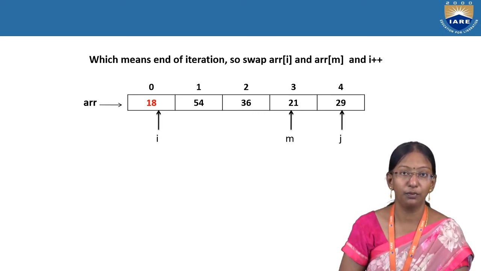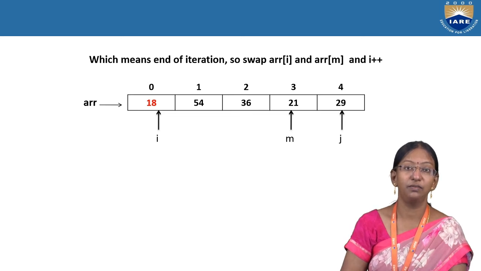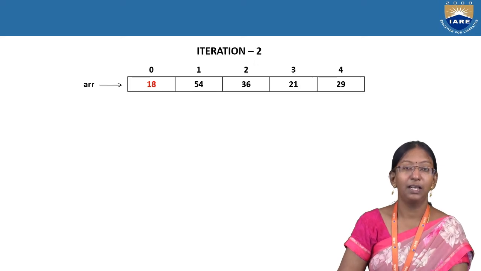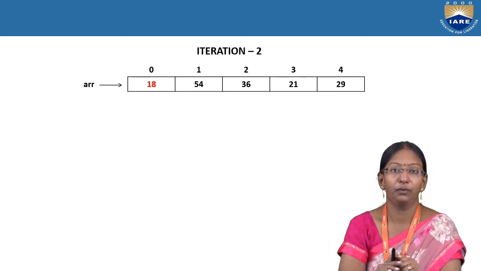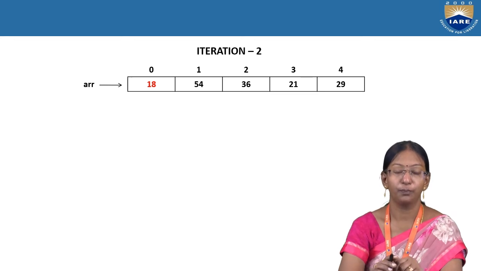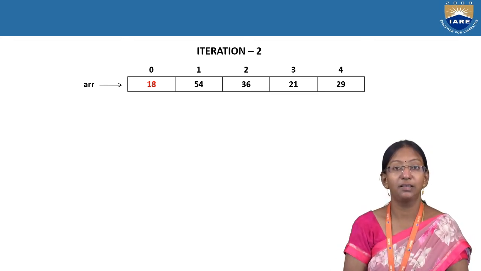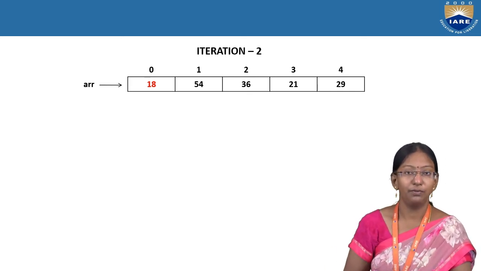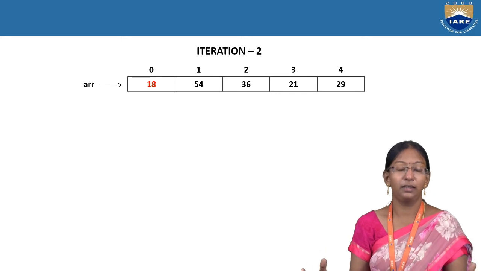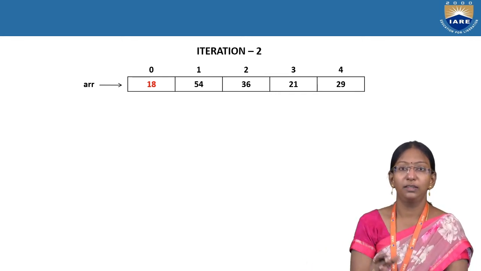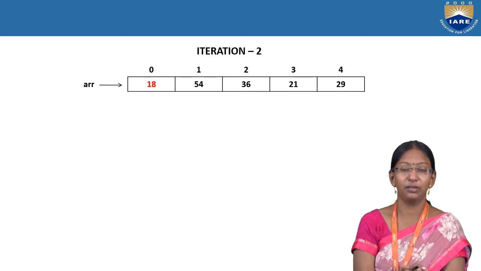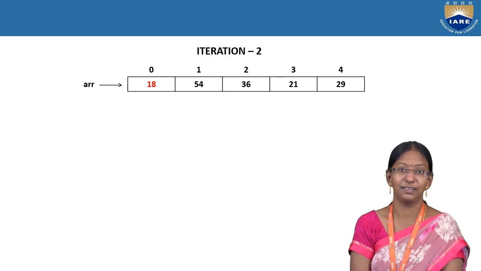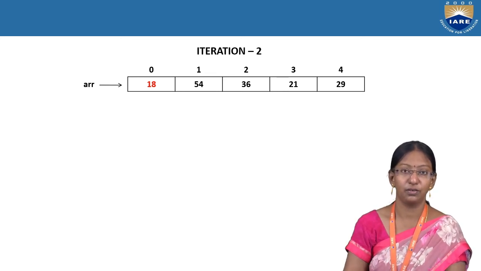I hope you are clear with the first iteration. 18, which is the smallest element, has come to the first position, its right position. Let's start iteration 2. What will be the input for iteration 2? The current list, as this is an in-place sorting algorithm. So I don't have any extra n-element-sized list. Whatever list I have in my hands is the current list. Right? The partially sorted current list will be the input for my second iteration.